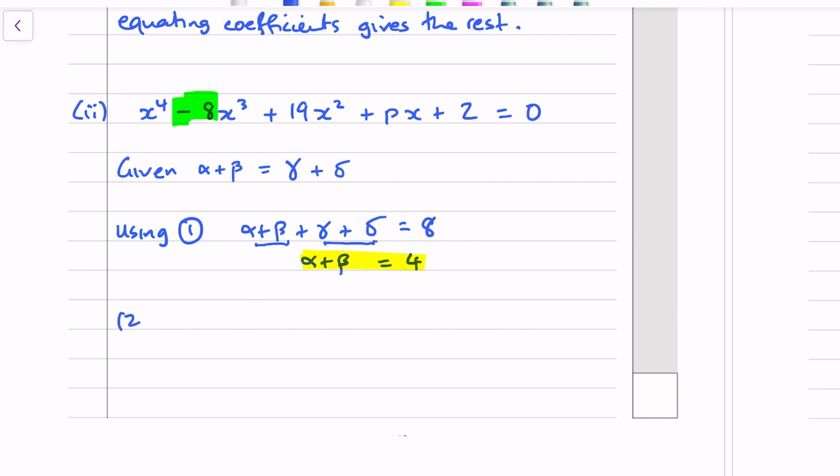Using equation 2, that's the paired products one. Alpha beta plus beta gamma plus gamma delta plus, what ones have I got there? Alpha gamma plus alpha delta plus beta delta.